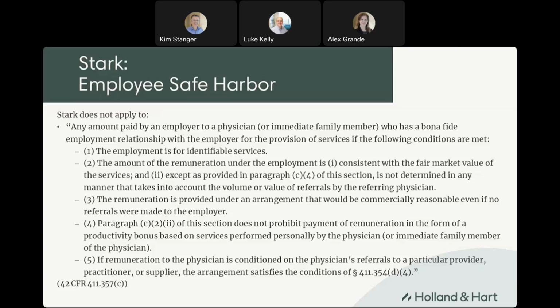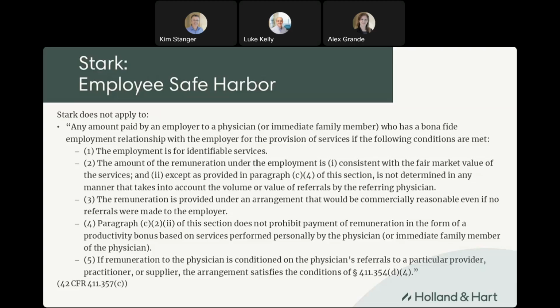There are some other requirements. The remuneration has to be commercially reasonable. You can't just do this deal even though you don't really need it, just as a way to float money to the physician to get their referrals. The overall arrangement has to be commercially reasonable even if there were no referrals.